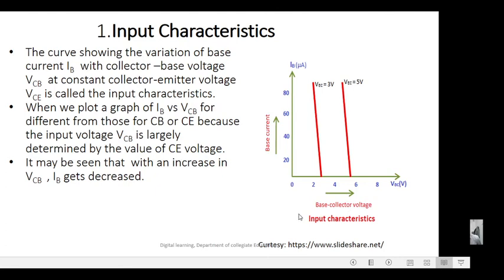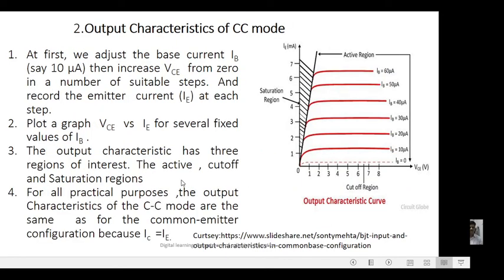Here base current is taken along the y-axis and VBC is taken along the x-axis. The vertical lines are formed for different voltages: VCE equal to VEC equal to 3 volts and VEC equal to 5 volts.